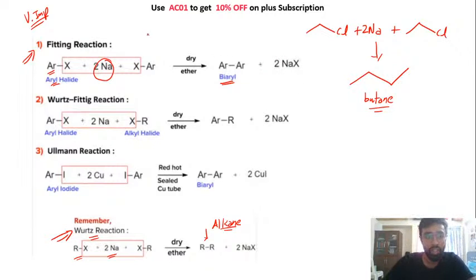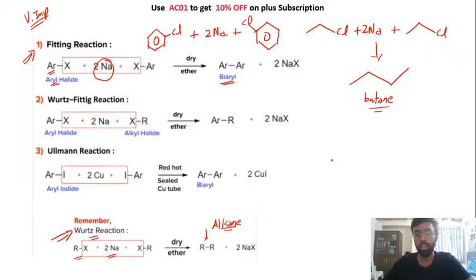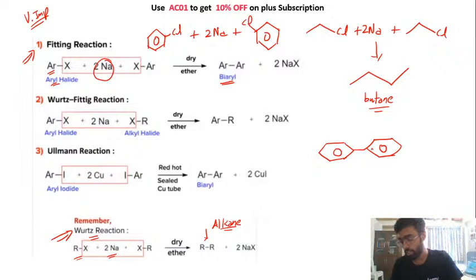So let's take one example. We are taking a benzene which has a chlorine on it, and we are adding 2 sodium, and we have another benzene which has chlorine on it. After the reaction, you will get this as the final product. That is all. You have 2 benzene rings. Okay, just wait for a minute, guys.